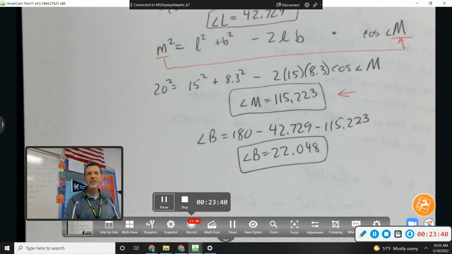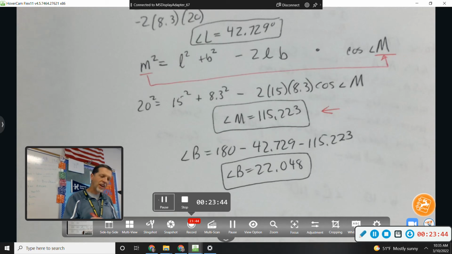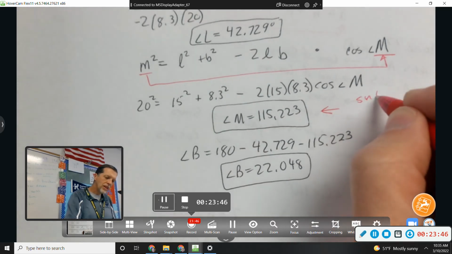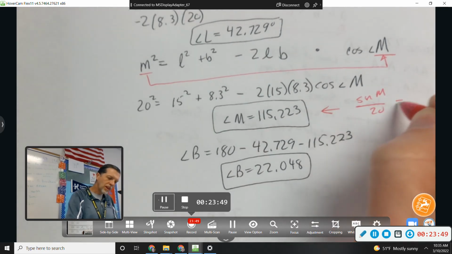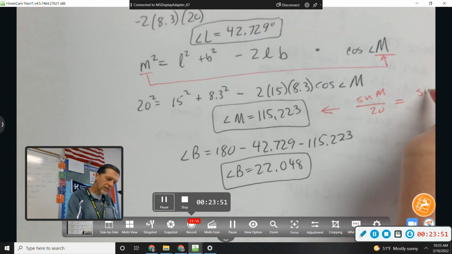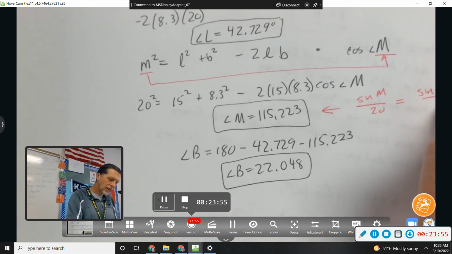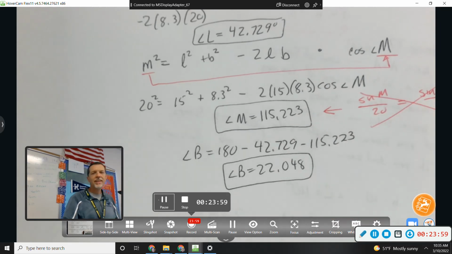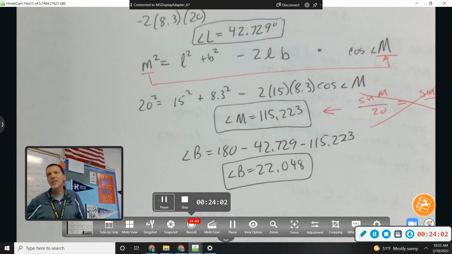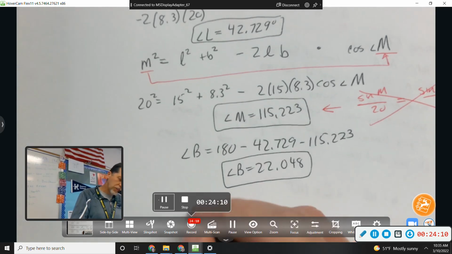A little side note on angle M, Olivia. If we had done law of sines to find angle M, sine of M over 20 equals sine of L, 42.729 over 15, we would not have gotten the right answer. So, if you start a problem with law of cosines, stick with law of cosines. Yes, it's bad news. Yes, it's annoying, but that's the rules.